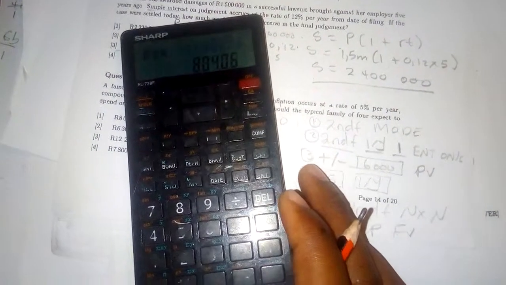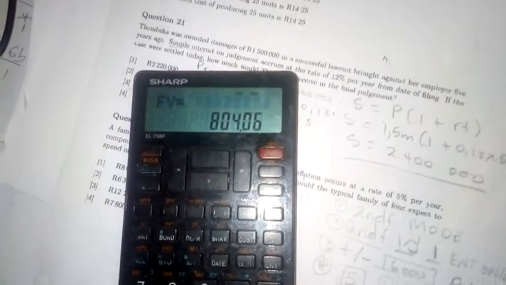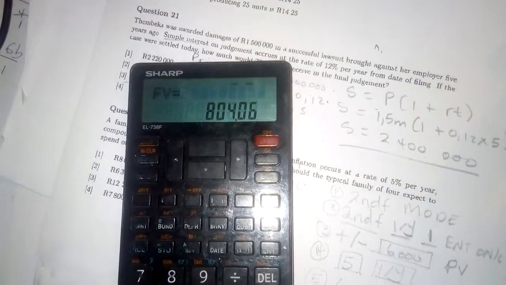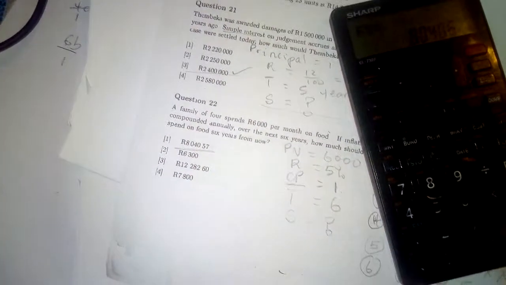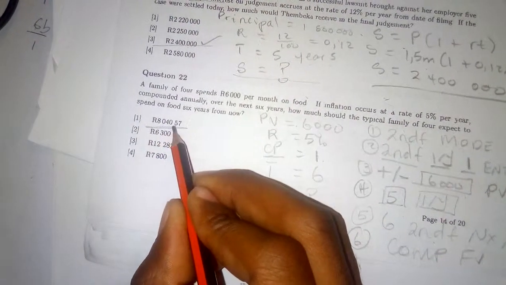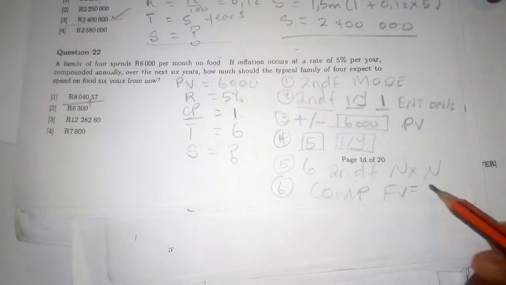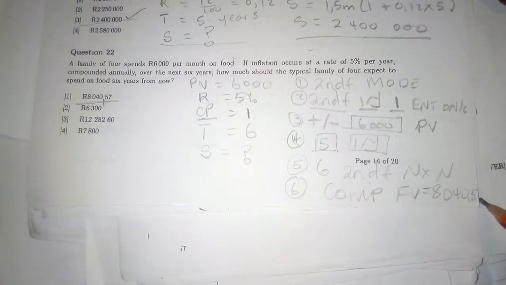So it's gonna be 80... What's happening here? Jesus Christ, I used 600. So our option will be option number 1 here. This is what you're going to get, 8040.57. I'm now making a lot of mistakes.